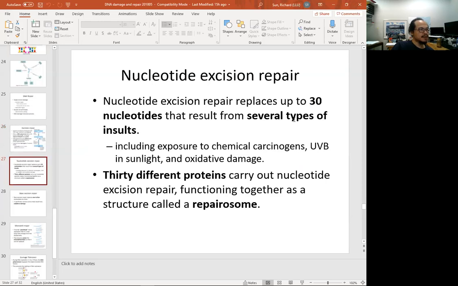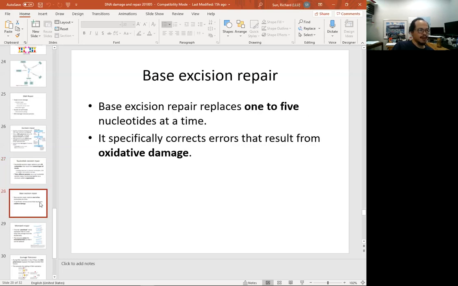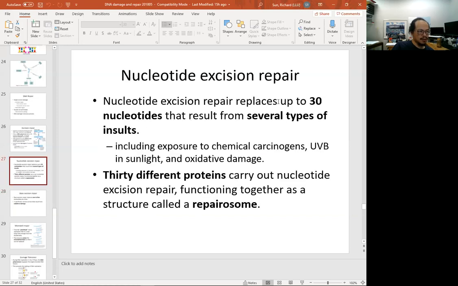If it's nucleotide, up to 30 nucleotides, it could be caused by several things, could be the UV, could be the oxidative damage. There are a lot of proteins involved in this process. They function together as a structure called repairosome. And if it's short, 1 to 5 bases, it's called the base excision repair. This one is not as badly damaged as this, in this case, a longer repair.